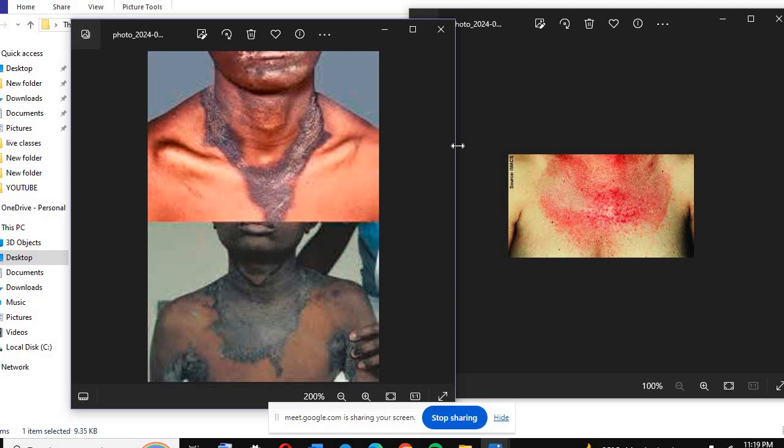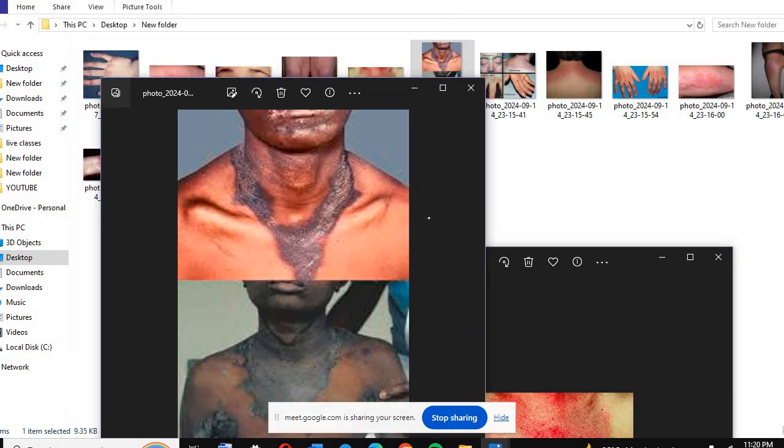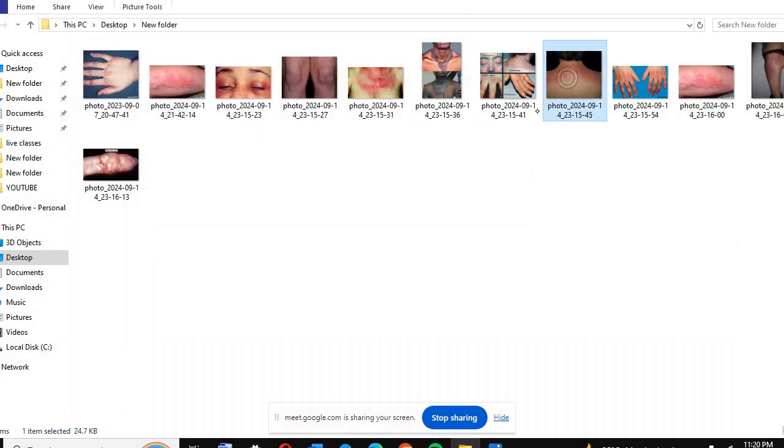This necklace sign we will see in which vitamin deficiency? Vitamin B3 deficiency, or niacin deficiency. That dermatitis we call the necklace appearance, and this one is known as the V sign that we will see in dermatomyositis.